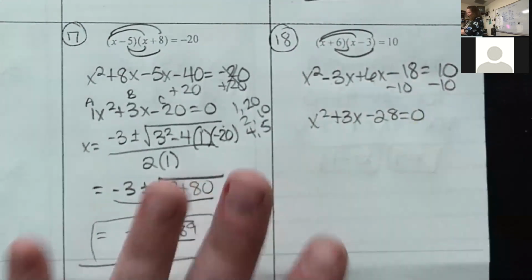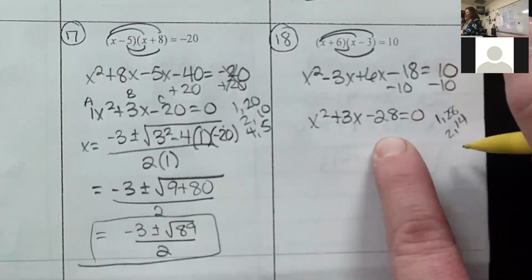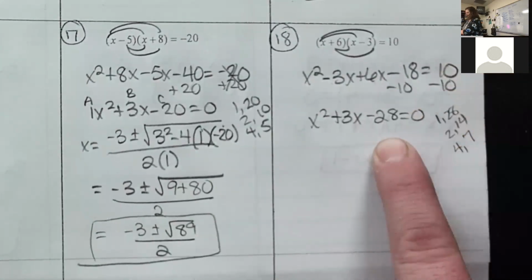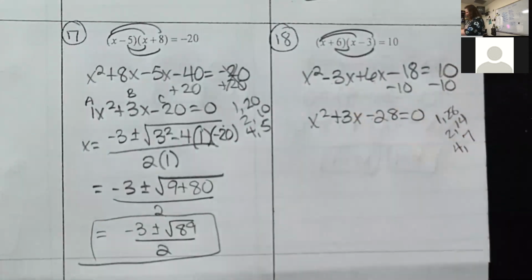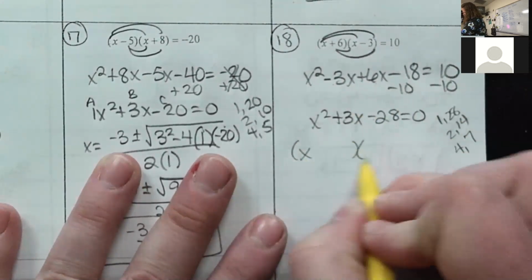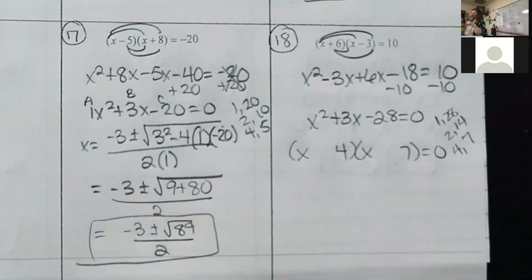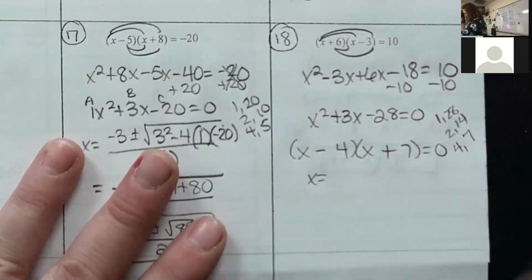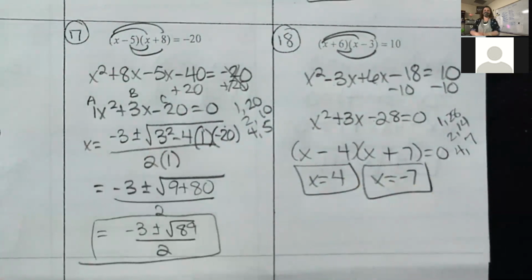Negative 28. Factors of 28: 1 and 28, 2 and 14, 4 and 7. I think that's it. Factors of 28 that subtract to get me 3: 4 and 7. Woo! We don't have to use the quadratic formula. I need a positive 3, so which number needs to be positive? 7. Good. So my two answers are negative 7 and positive 4. Woo! All done.